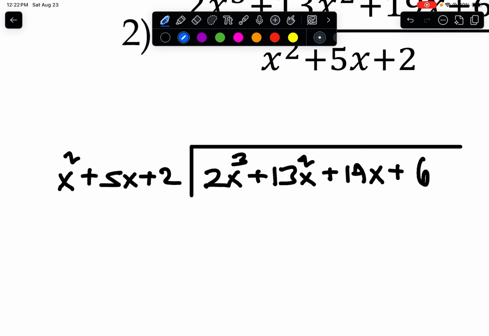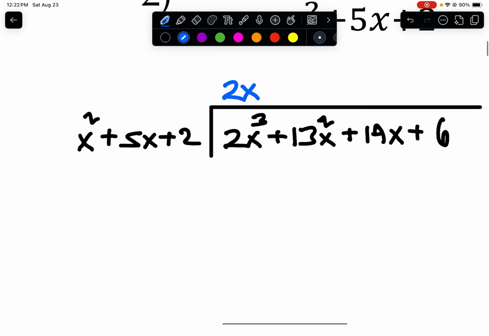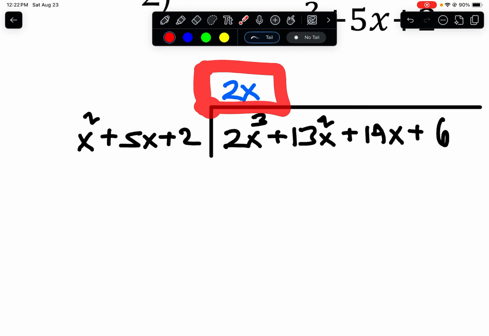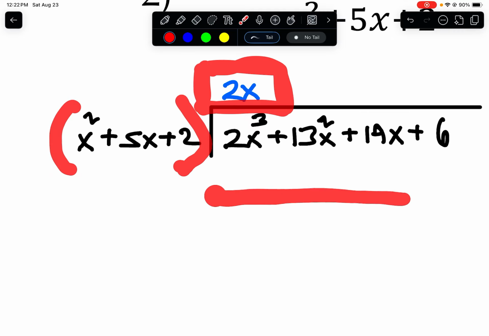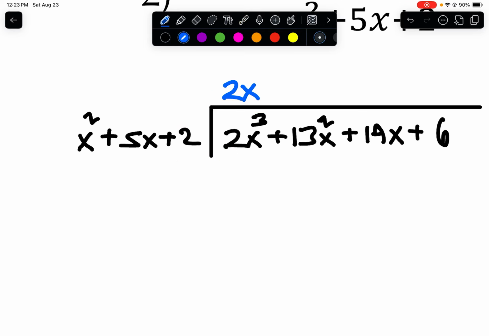So what's going to happen is I'm going to do x squared times some value, and that's going to give me 2x cubed. So x squared times 2x will give me 2x cubed. So now I'm going to take this term that I just got, and I'm going to multiply it times the entire divisor, and I'm going to write it underneath right here, and then I'm going to subtract that result. So 2x times x squared is going to give me 2x cubed. And then 2x times 5x, well, that gives me 10x squared. And then 2 times 2x will give me 4x.